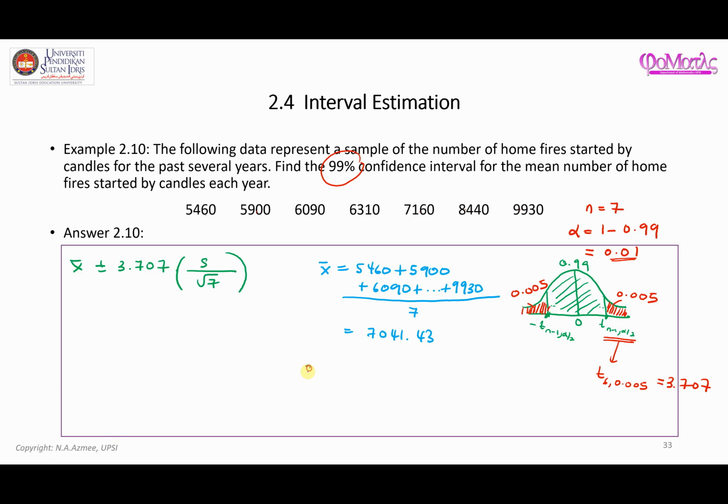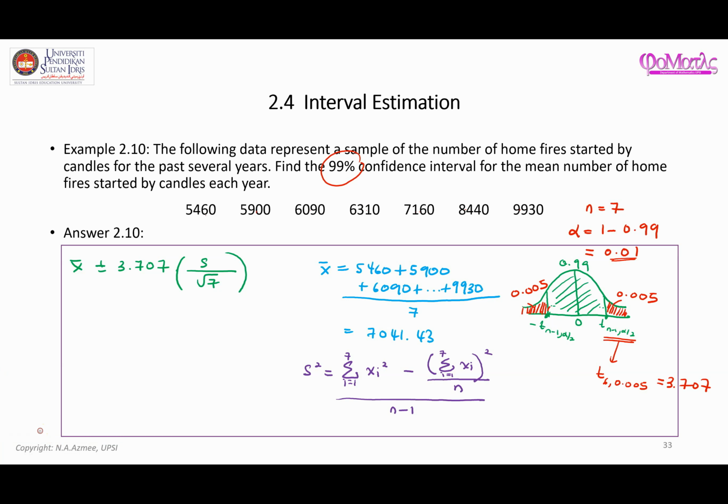I'm finding the value for s squared, and for this one let's use the alternative formula, which is the sum from i equals 1 to 7 of xi squared, because we have 7 values, minus the sum from i equals 1 to 7 of xi, all squared, over n. This whole thing is over n minus 1. This is the alternative formula to calculate the sample variance.